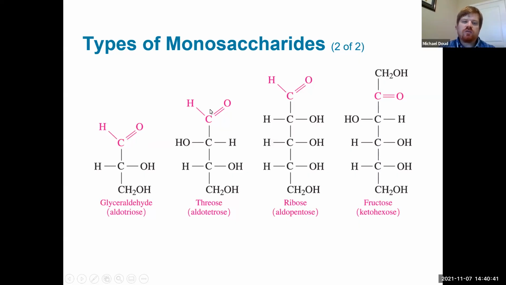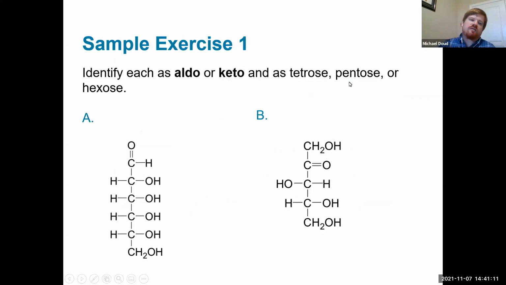So it's again an aldehyde group with a 4 carbon chain. Ribose, which is important in terms of ribonucleic acid, which we'll again talk about in the future, has 1, 2, 3, 4, 5 carbons. So it's a pentose with an aldehyde group. So it's an aldopentose. And then finally, fructose, as I mentioned, another important monosaccharide, has 1, 2, 3, 4, 5, 6 carbons in its chain. So it's a hexose, and it's got a ketone. So it's a ketohexose.